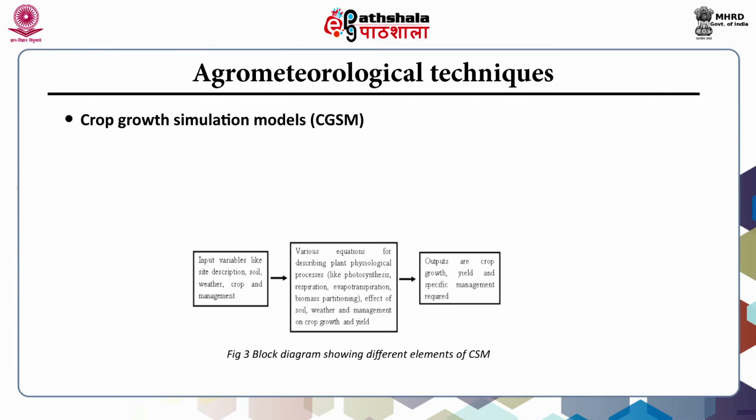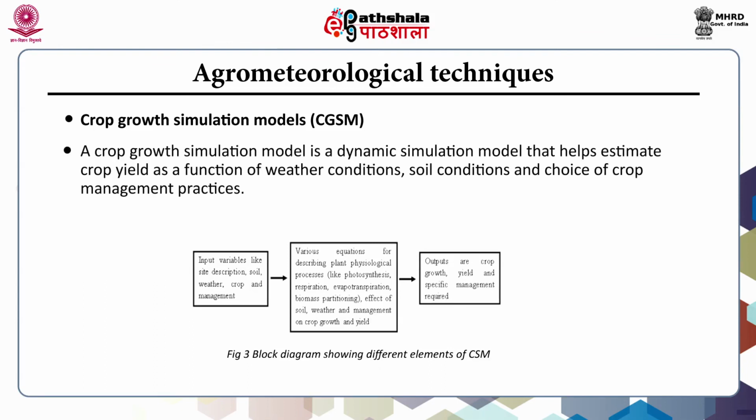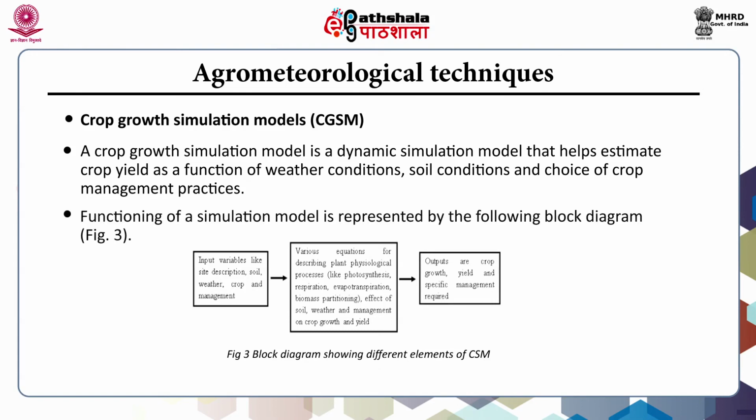Crop growth simulation models, abbreviated as CGSM. A crop growth simulation model is a dynamic simulation model that helps to estimate the crop yield as a function of weather conditions, soil conditions and choice of crop management practices. The functioning of a simulation model is represented by the block diagram given in this slide.